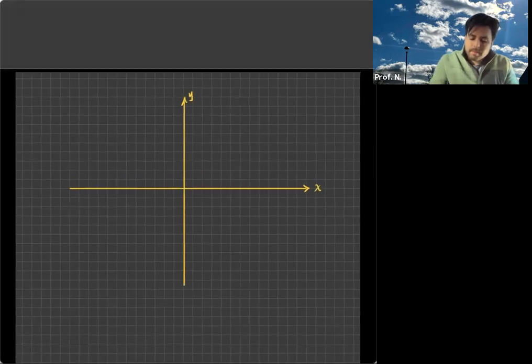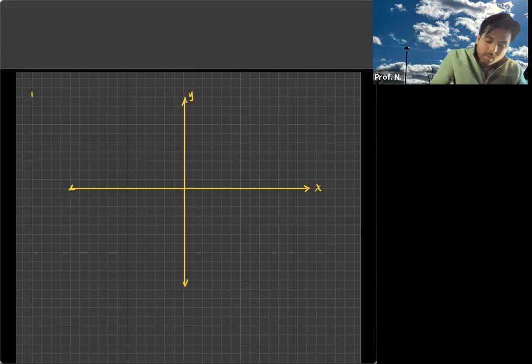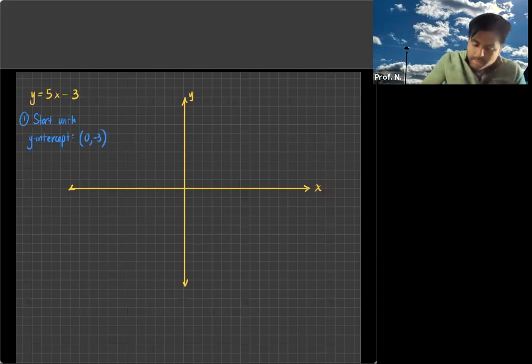So if I have a graph, how do I graph y equals 5x minus 3? The first thing is to start with the y-intercept. What's this y-intercept? 0, comma, negative 3. So where is 0, comma, negative 3? If this is negative 1, negative 2, negative 3, this is negative 3 right here. This is my starting position, the y-intercept.